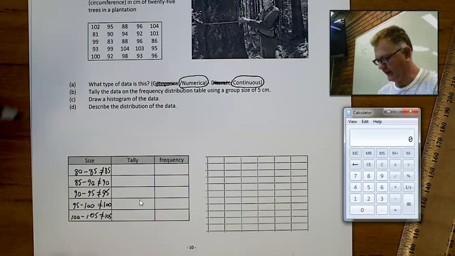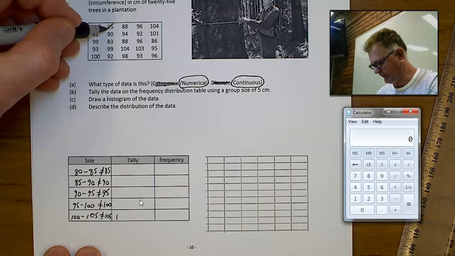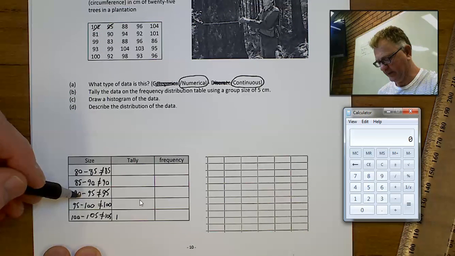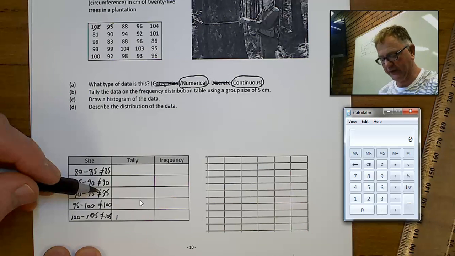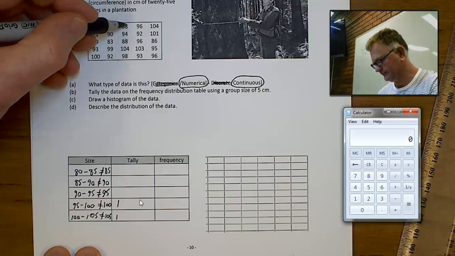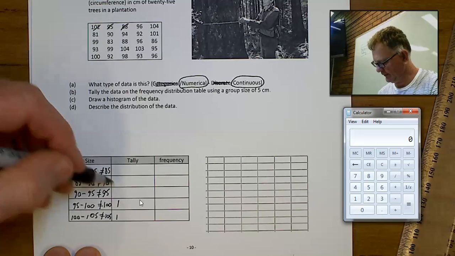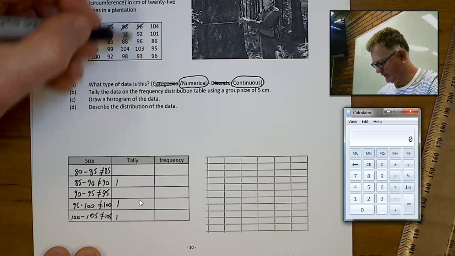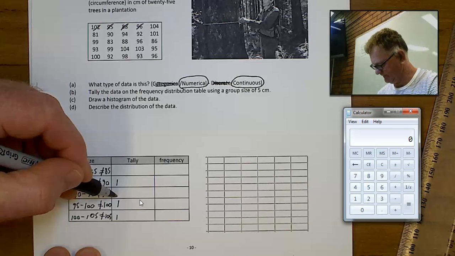Let's tally the data. So the first one is 102, goes in this group. 95, it doesn't go in this one because this is 90 to 95, but not equaling 95. That would go in that group. 88 goes in this group. 96 goes in this group.